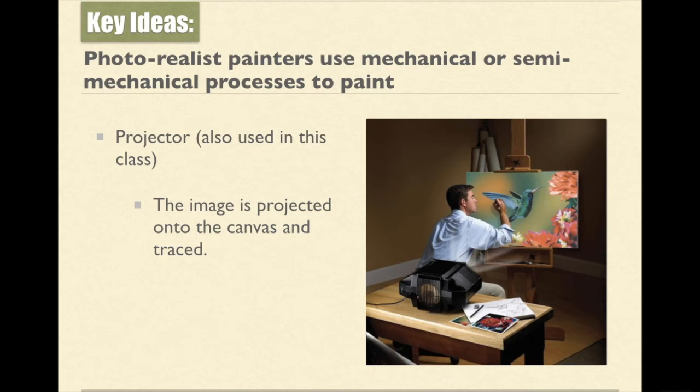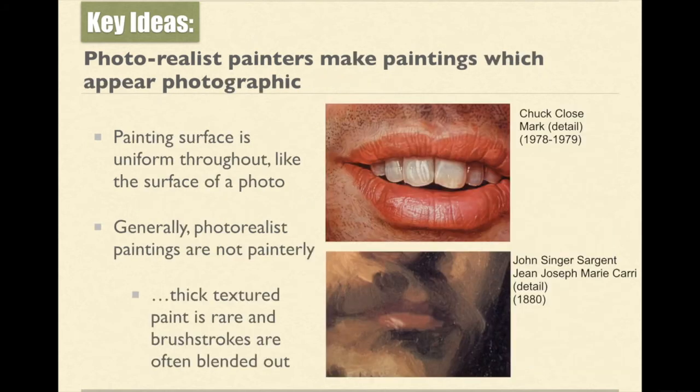So the other popular method is the projector method, and that's where the image is projected onto a canvas, and then the artist traces the contours from that projected image, and then paints from that. The other key idea of photorealism is that photorealist painters make paintings which appear photographic. Okay, and this is not necessarily to say that they appear photographic when you're right up on them, 6 inches away, but they'll appear photographic from 5 feet away.